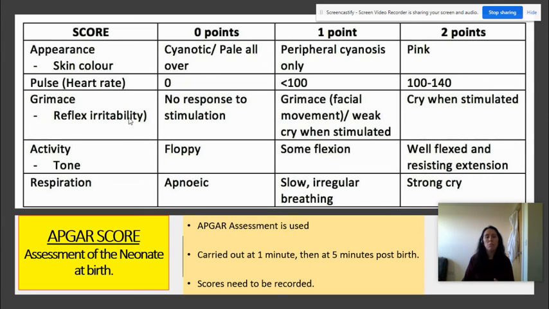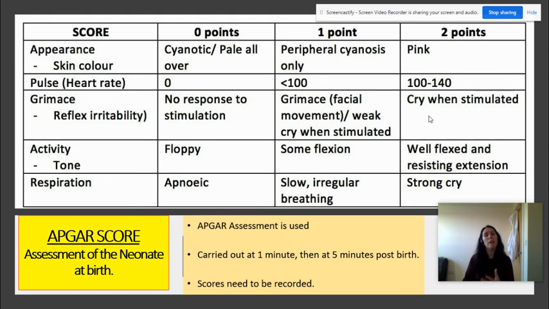Grimace. So you could do this when you're drying the baby as well. You're going to put some type of stimulation onto the baby. This doesn't mean that you're going to do like the trapezius squeeze or anything like that. Whatever you can do that's going to make the baby react. So something quite gentle like the towel rub. You might have to move on to the trapezius squeeze. Sometimes a little tickle of the foot. Anything to get them to move.